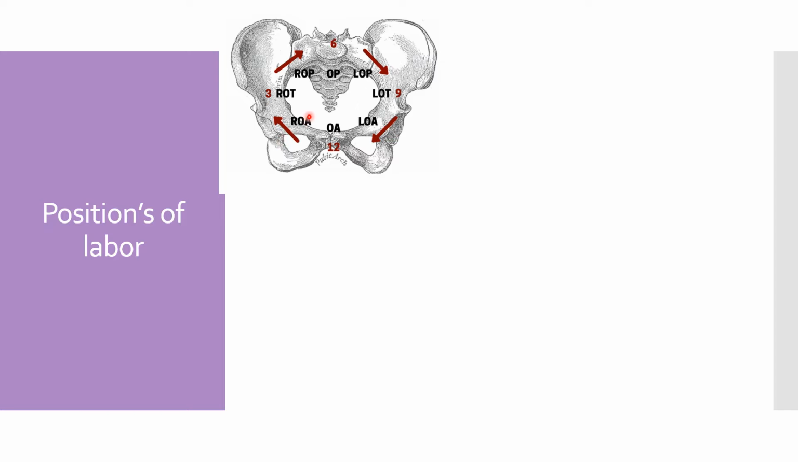So there are 8 positions. What are they? The first one is left occipital anterior. This is the most common position in the cephalic presentation. Then the second one is ROA, that is right occipital anterior, then left occipital transverse, right occipital transverse, left occipital posterior, right occipital posterior. Then there are occipital anterior and occipital posterior.